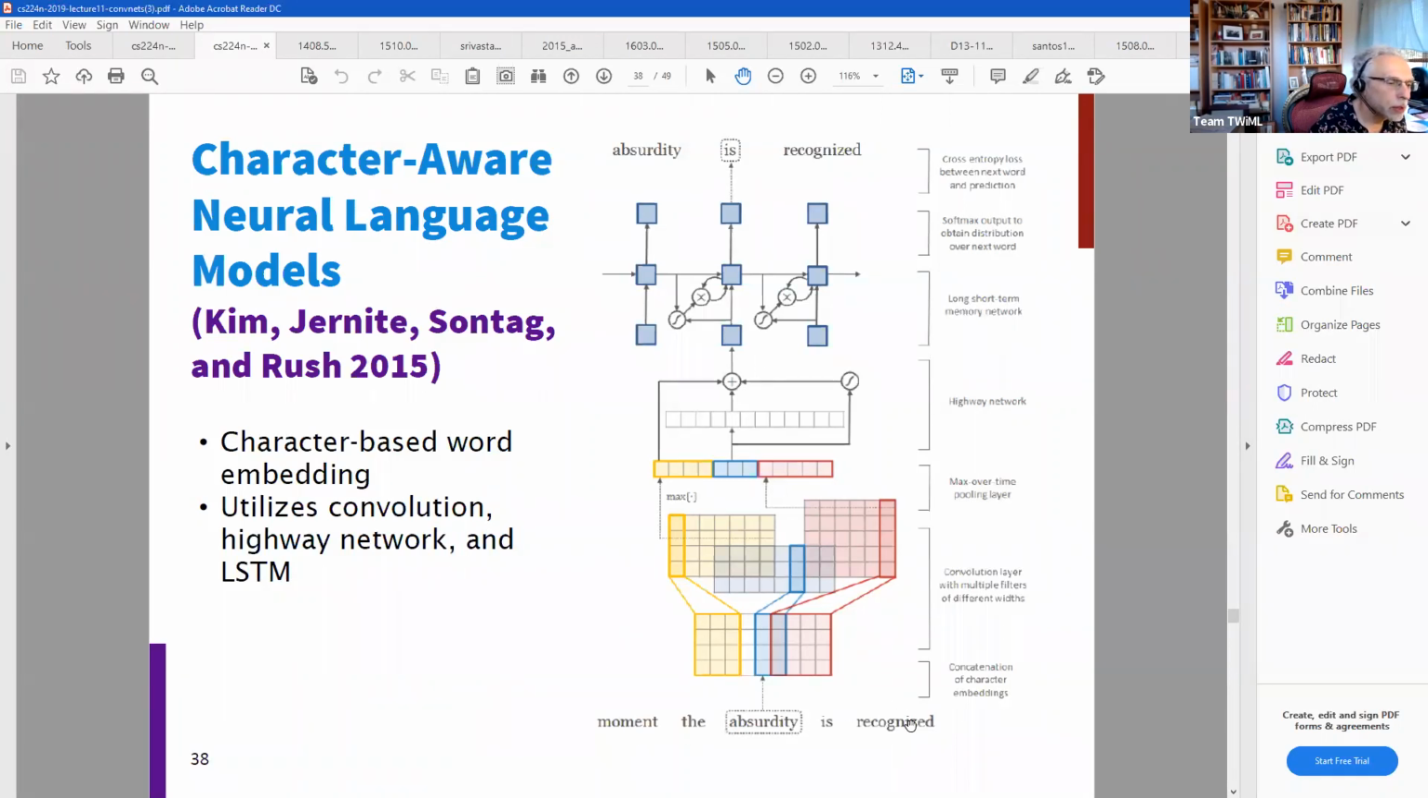Here's the input sentence. These are the encodings of the words. So absurdity is encoded. Normally, remember, the encodings would be a vector of length 300. This is just a schematic to show 4 instead of 300. Then a convolution layer with filters of different widths. So here's a filter of width 3. That's going to give the yellow.